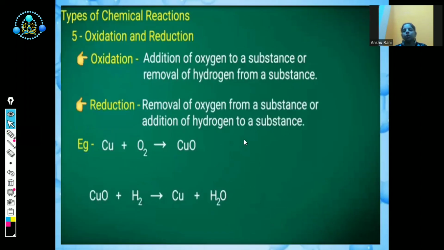Next is redox reaction. Redox word is a combination of two words, reduction and oxidation. Oxidation means addition of oxygen or removal of hydrogen and loss of electrons. Reduction means removal of oxygen, addition of hydrogen or addition of electrons.